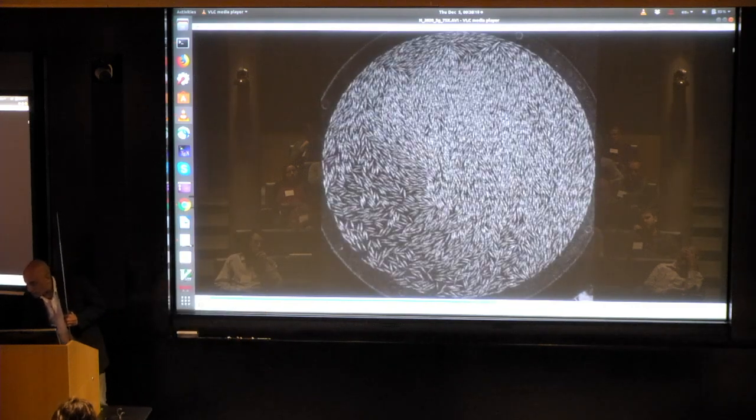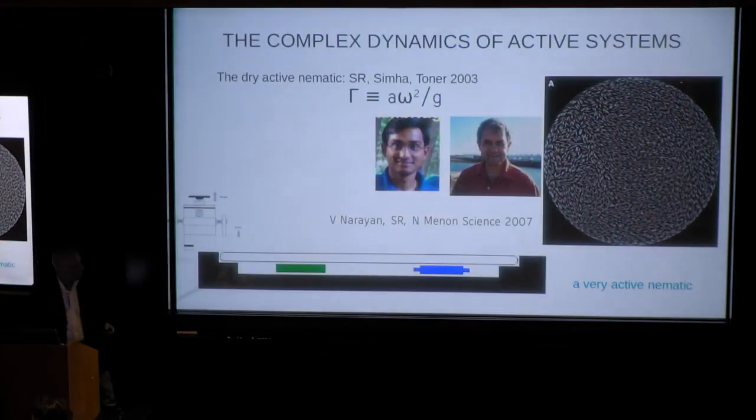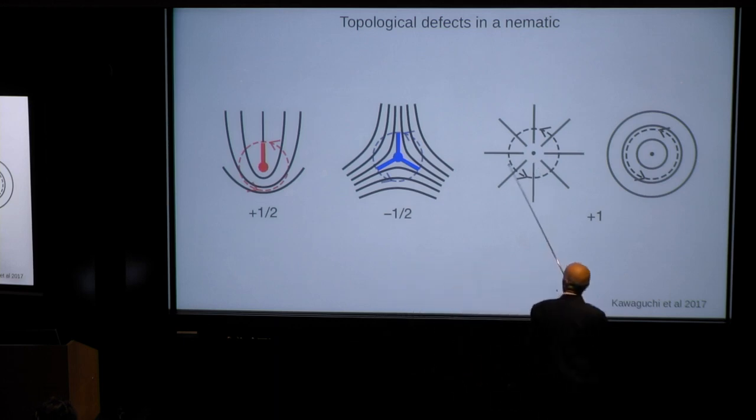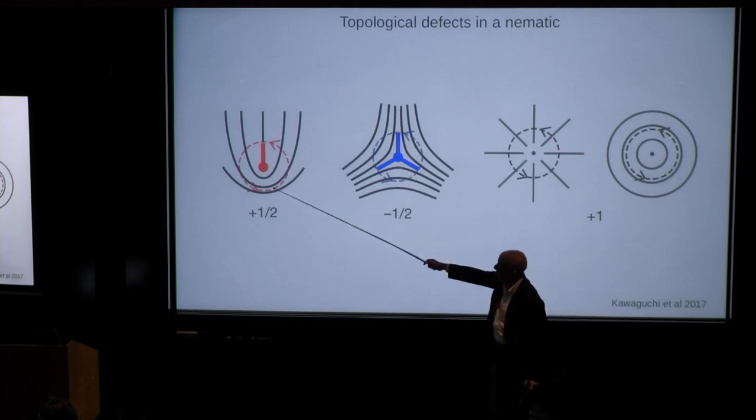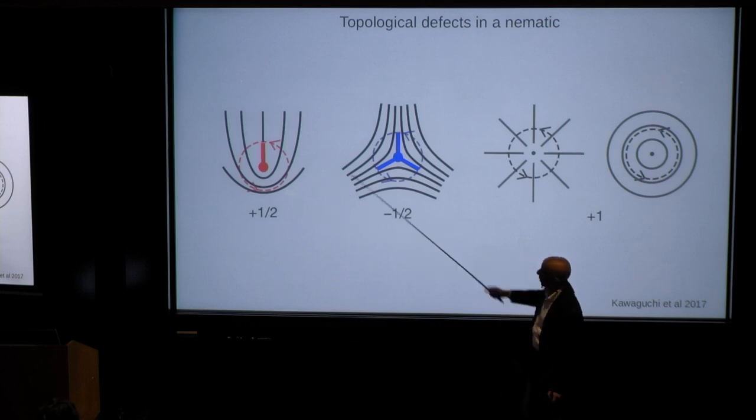And although this turbulent state was not what excited us the most at that time, we did notice that it had topological defects in it. I think other speakers have already told you about the kinds of defects you can have in apolar systems. Their strength is half or minus half according to the angle you accumulate by going around one of them.